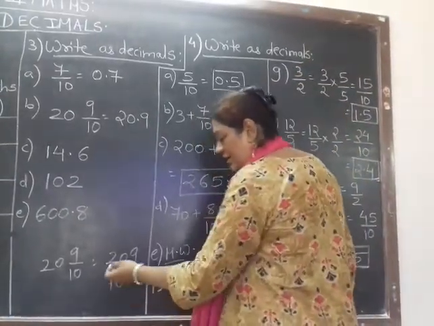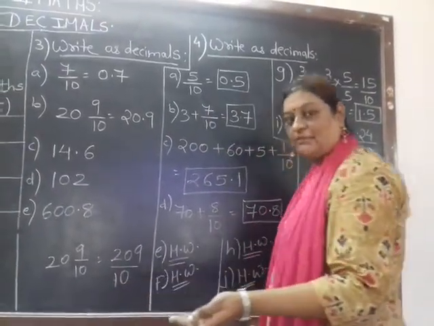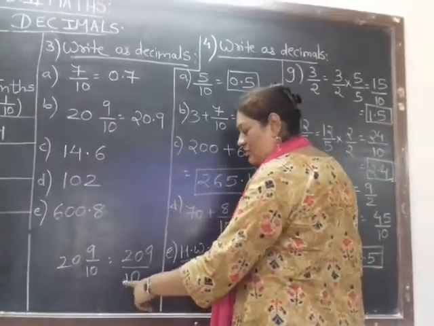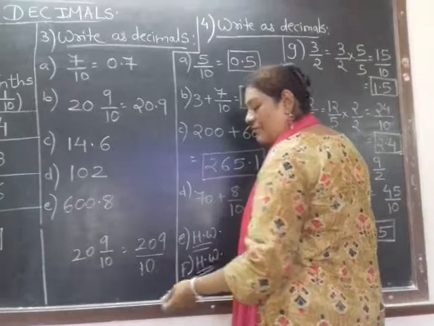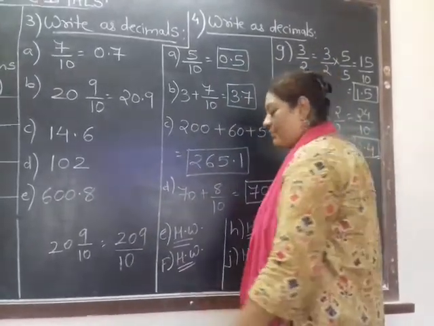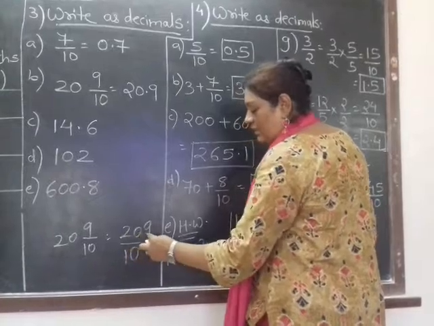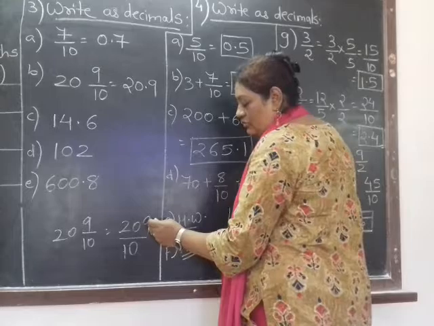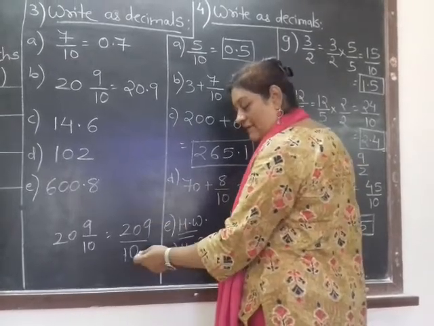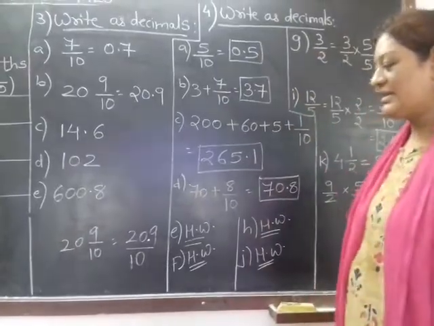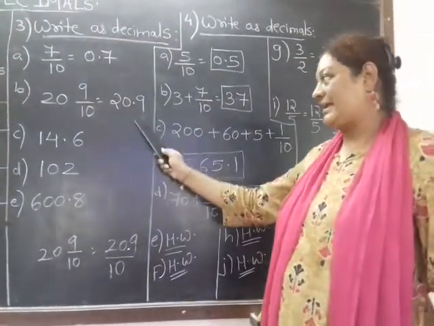We want 2 digits. Here there are already 3, so we need not add any 0. Now in 10 I have only 1 zero, so I have to keep 1. After counting 1 digit, we have to keep a decimal point. So 209. Start from here, you have to count 1 digit from the right. So I counted 1, as I have 1 zero, I counted 1 digit and then keep a dot. So your answer is 20.9.